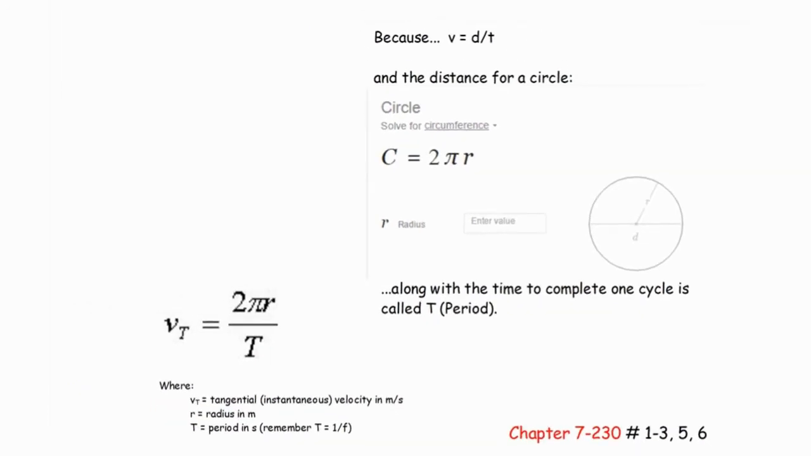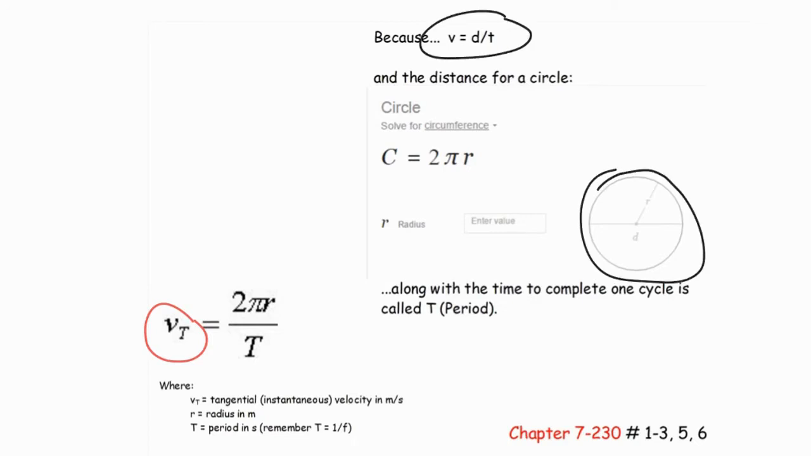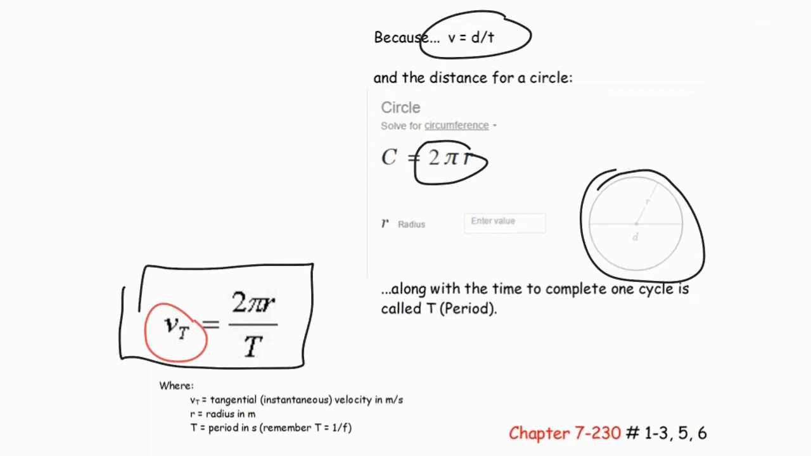Now to find the tangential velocity, okay, if you think about it, we're traveling in a circle. Velocity is just distance over time. The distance around a circle is 2 pi r. And the time to complete one revolution we call the period. So the tangential velocity in meters per second is 2 pi r divided by the period. Sometimes we're given frequency, so remember period is 1 over f, but 2 pi r over T is how we would calculate the tangential velocity.